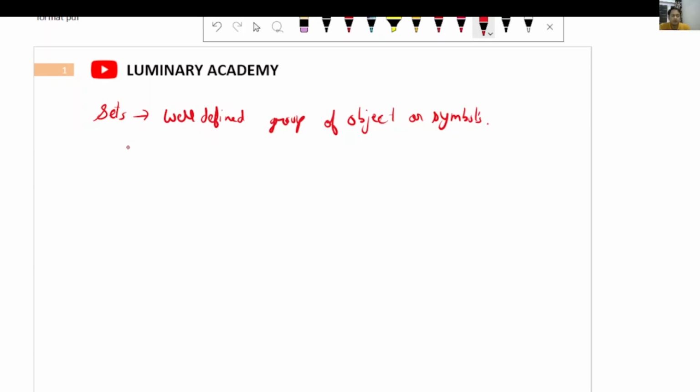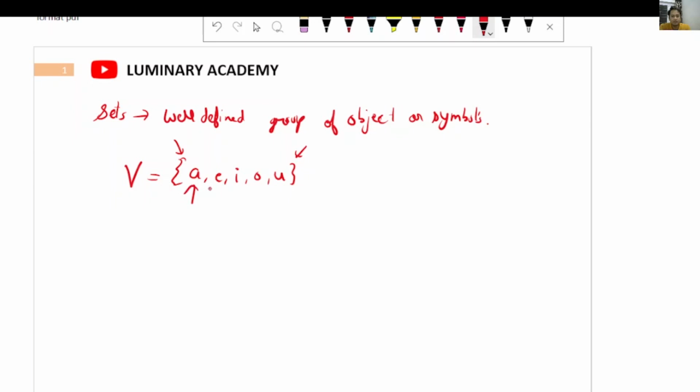So suppose I take an example: V is a set. We always write the set in a capital letter, and V means vowel, so I am writing the vowels a, e, i, o and u. I use curly braces and put the elements or the objects of the set in the brackets. These two curly braces we always use for defining a set.